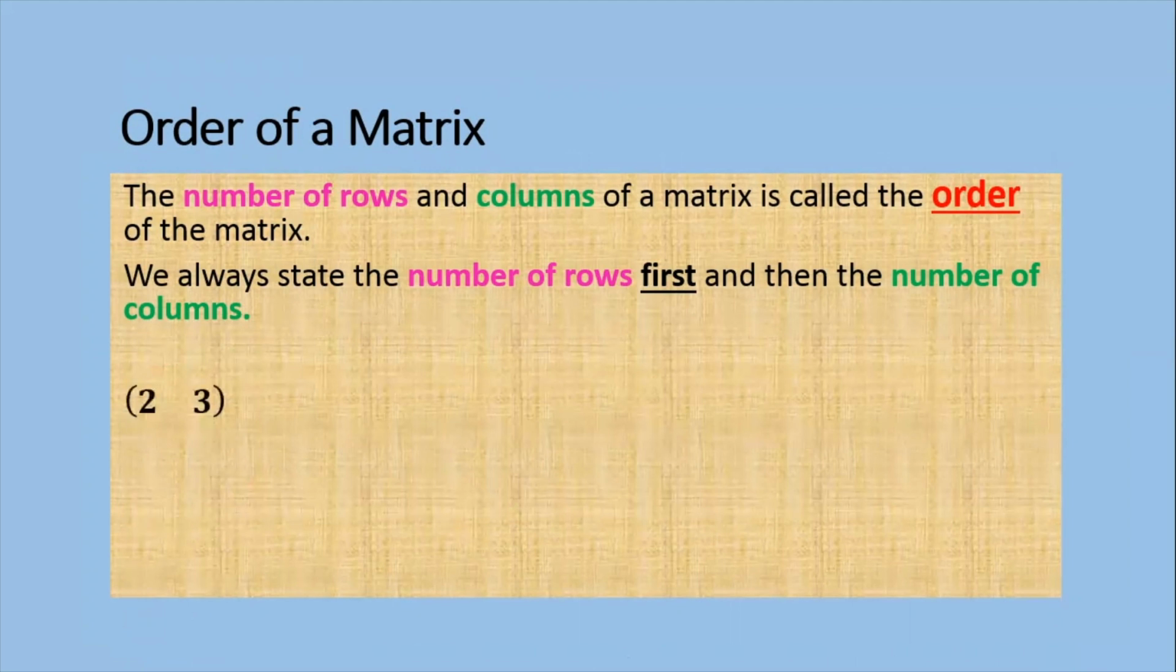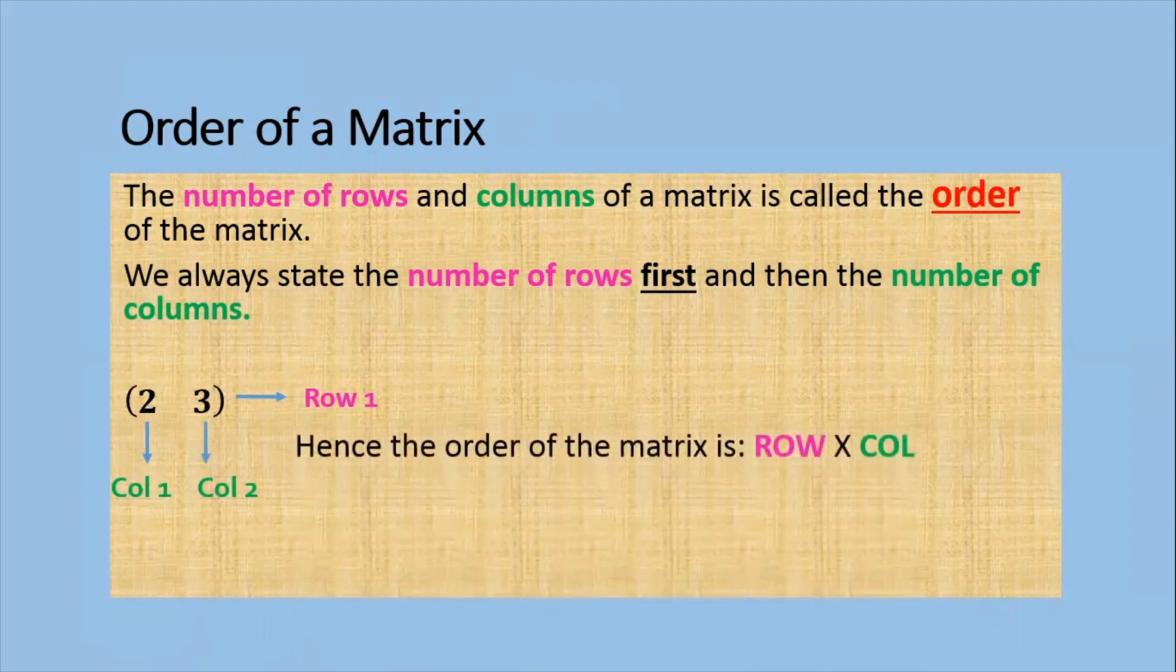For example, you've got a matrix 2, 3. Right, how many rows do we have? Well, you've got only 1 row, right? And how many columns do you have? You have 1 column and another column. So in this matrix, the order will be row times column. So 1 row times 2 columns, and we call it a 1 by 2 matrix.